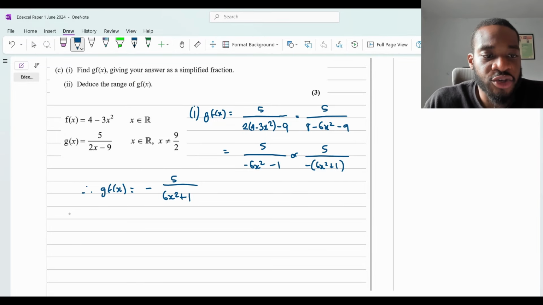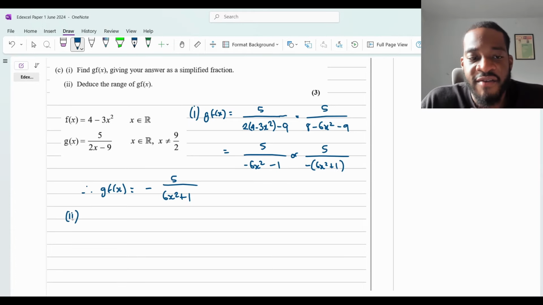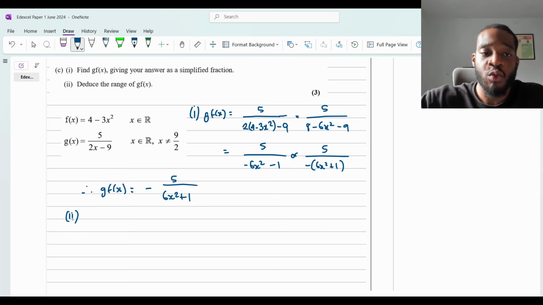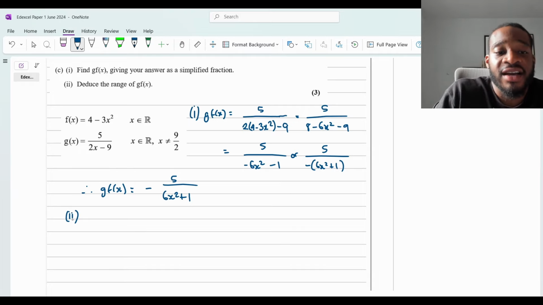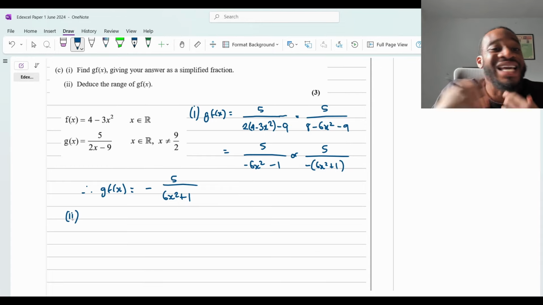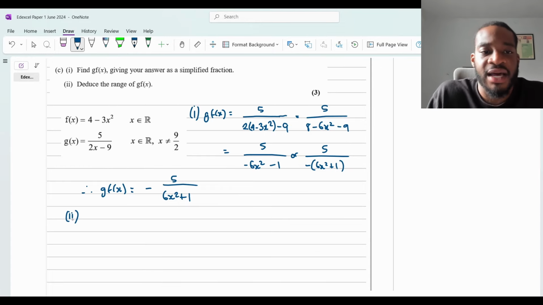Part II, which is a bit trickier, says deduce the range of g of f of x. Now, whenever I'm trying to find the range of a function, I always visualize it. Why do I do that? Remember, if you're trying to find the range of a function, you look up or down. What are the y values it could take? If you're trying to find the domain, it's left or right. What are the x values it could take? So if I can successfully sketch this graph, then it will be easy for me to figure out what the range is. I just look up and down. What is the maximum? What is the minimum? That's it. So, firstly, how do I sketch this graph?